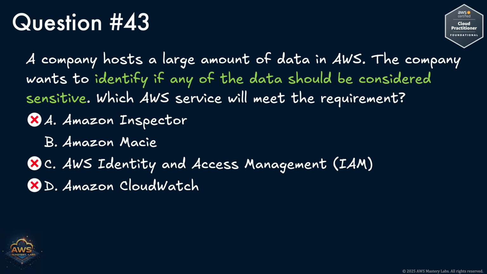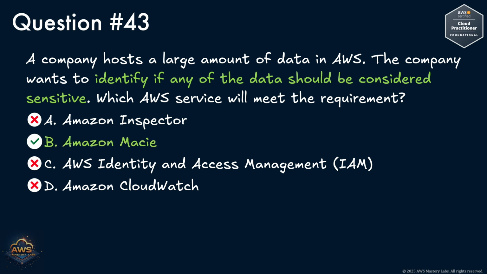Option D, Amazon CloudWatch. Amazon CloudWatch is a monitoring and observability service for AWS resources and applications. While powerful for collecting metrics, logs, and setting alarms, it doesn't have the ability to scan or classify stored data. Incorrect, because CloudWatch monitors performance but doesn't inspect data content.